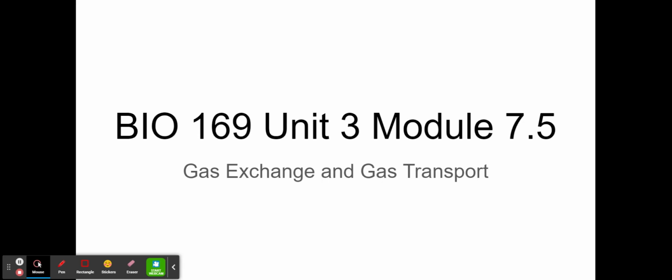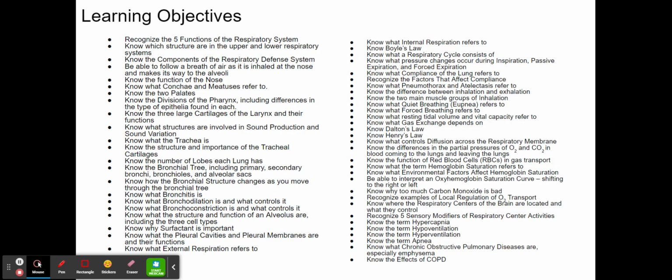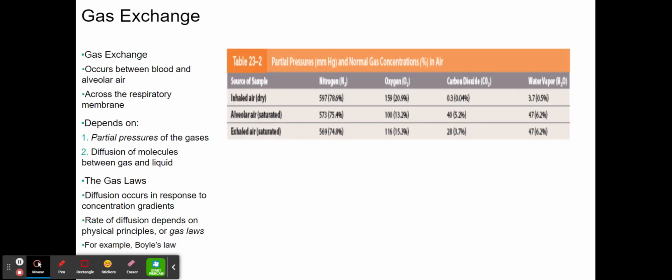And in this one, we're going to talk about some of the nuances between gas exchange and gas transport. As always, here are your learning objectives. Be sure to reference these when you're studying for your quiz as well as for the unit exam. Let's go ahead and get started.